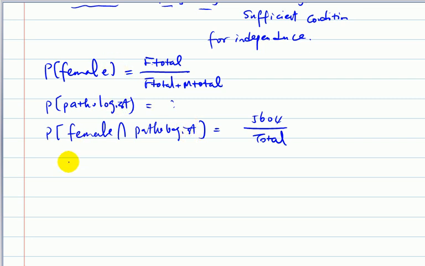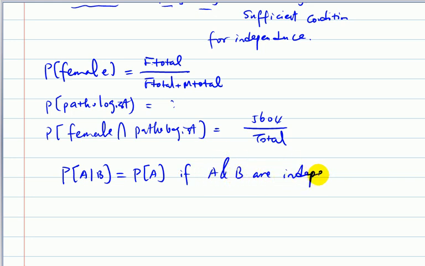So that's one way of doing it. Now the other way of doing it is this. Using conditional probability. In the class we mentioned this: P(A given B) equals P(A) if A and B are independent. That's quite easy to understand because if A is not dependent on B, then apparently the conditional probability here would be reduced to the probability of A.